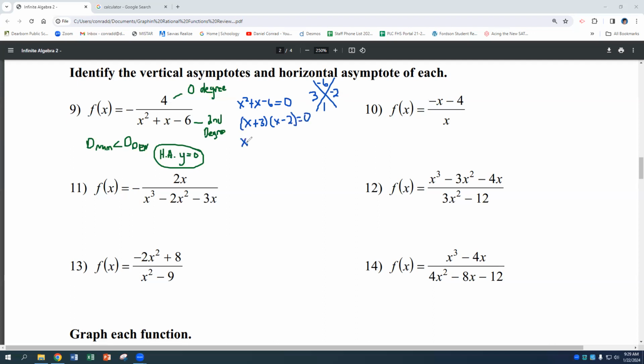And then we set each of those factors equal to 0. X plus 3 equals 0, x minus 2 equals 0. And then we solve those equations. -3, that's going to give me x equals -3. There's one vertical asymptote, and then +2. I get x equals 2. There's my second vertical asymptote. Okay, so those are my vertical.